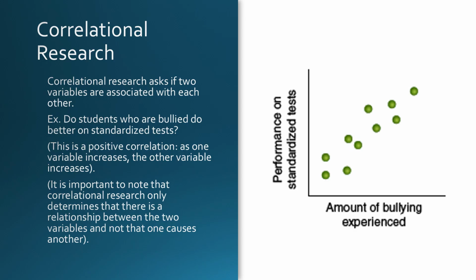As you can see from the chart on the right, this is a positive correlation, which means as one variable increases, the other variable increases. So this chart indicates that the more bullying a student experiences, the more increased their performance on standardized tests is. It is important to note that correlational research only determines that there is a relationship between the two variables and not that one causes the other.